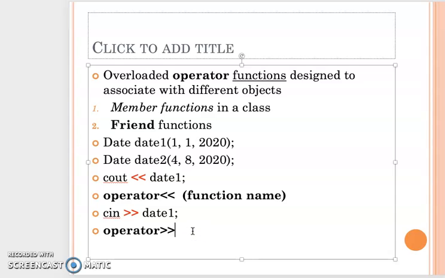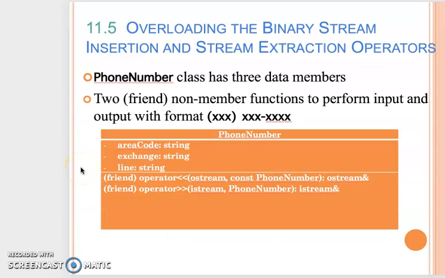So this is the operator function name as well. This one we actually call the string extraction function. In this example, the same thing, they need to be written as a friend function. So now I need to give you another example. We use the social security, we use the phone number example. What we mean here is we will create another class we call phone number.